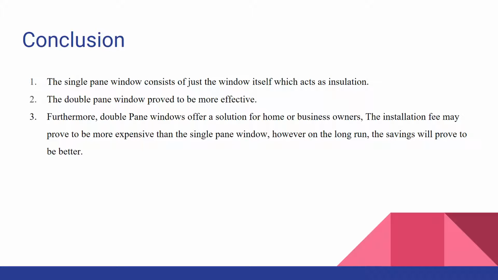In conclusion, the single pane window consists of just the window itself, which acts as insulation. The double pane window proved to be more effective. Furthermore, a double pane window offers a better solution for home or business owners. The installation fee may prove to be more expensive than the single pane window. However, in the long run, the savings will prove to be much better.